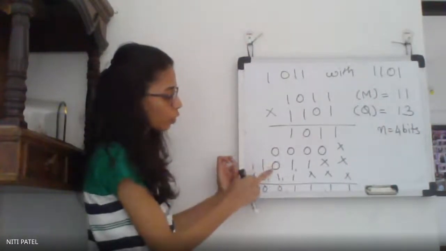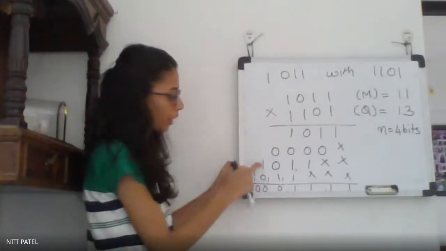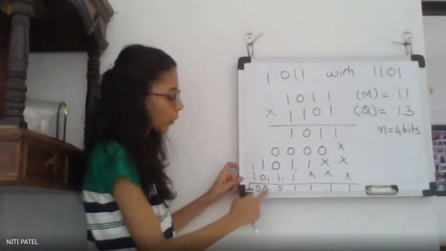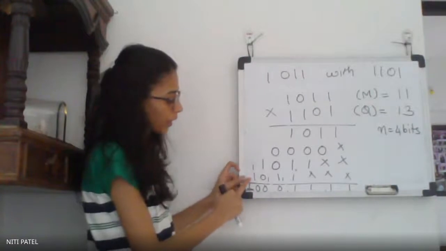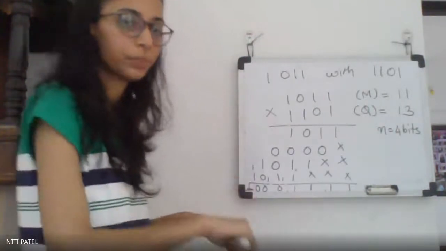0 plus 0, 0. 0 plus 1 is 1. 1 plus 1, 0 with carry 1. 1 plus 0, 1. 1 plus 1, 0 with carry 1. And then 1 plus 1, 0, and the last carry 1 which is generated.